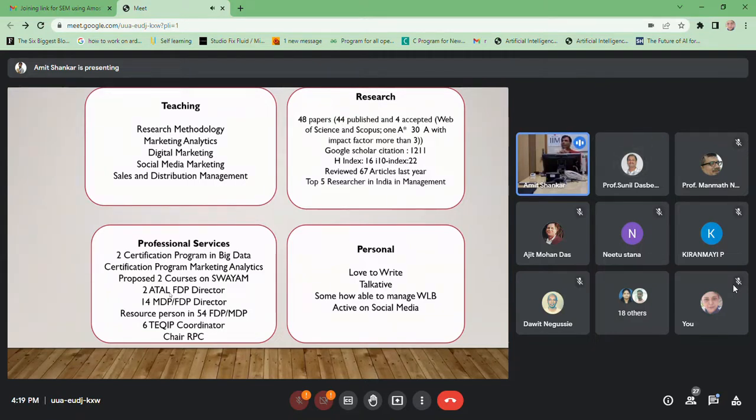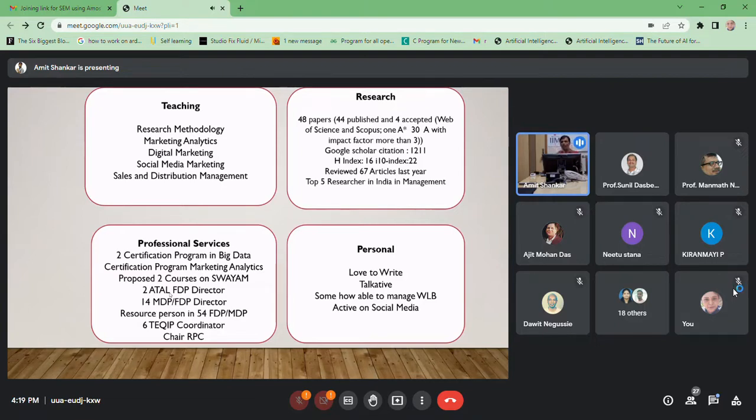Around 30 of them are in A-category journals with impact factor more than 3. My Google Scholar today shows 1211 citations. My H-index is 16, and you are all aware of the H-index and i10-index. My i10-index is 22. I reviewed 67 articles last year. I am doing it extensively.